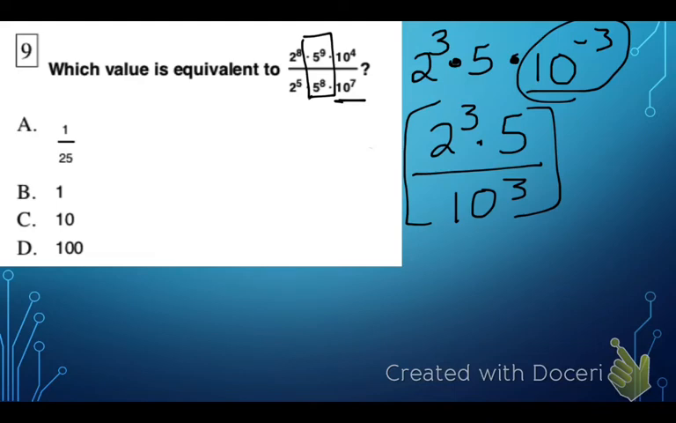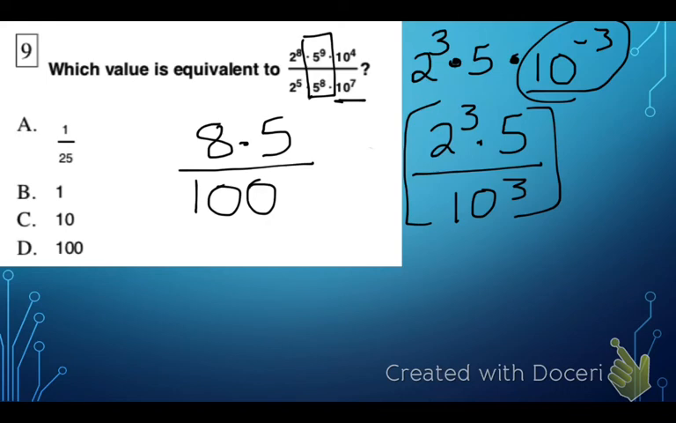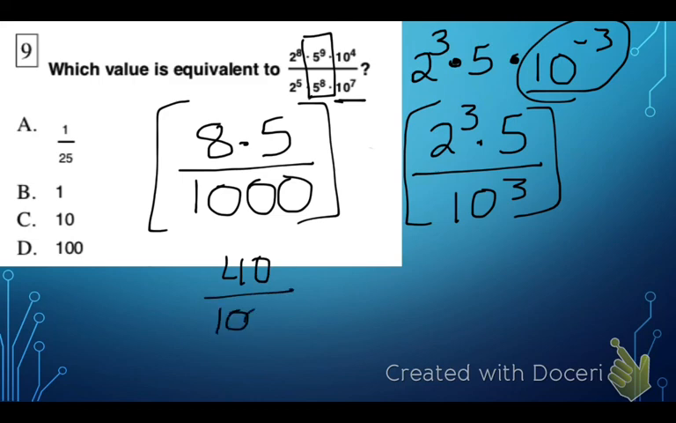So 2 times 2 times 2 is 8 times 5, divided by 10 times 10 is 100. 100 times 10 is 1,000. Okay, right here, I should be able to stop and realize that my number on the bottom is way bigger. And so this is going to become a fraction. Or you could have said 40 over 1,000. Okay, divided both and gotten 1 over 25. So your answer should have been A.